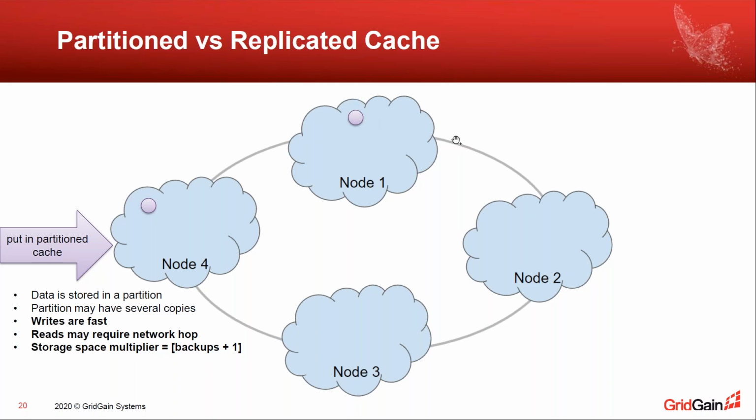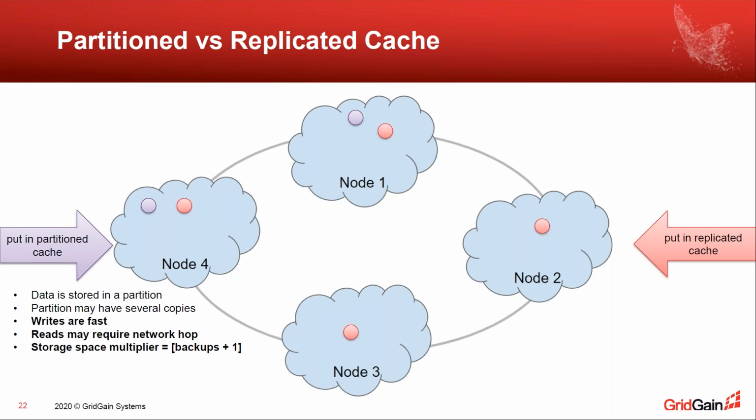It will require network communication in order to get the needed data. And about capacity planning, if you, for example, have 100 gigabytes of data total in the cluster, you have to multiply this value by backups plus 1. So if you have one backup, then 100 gigabytes of your data will turn into 200 gigabytes among the whole cluster.